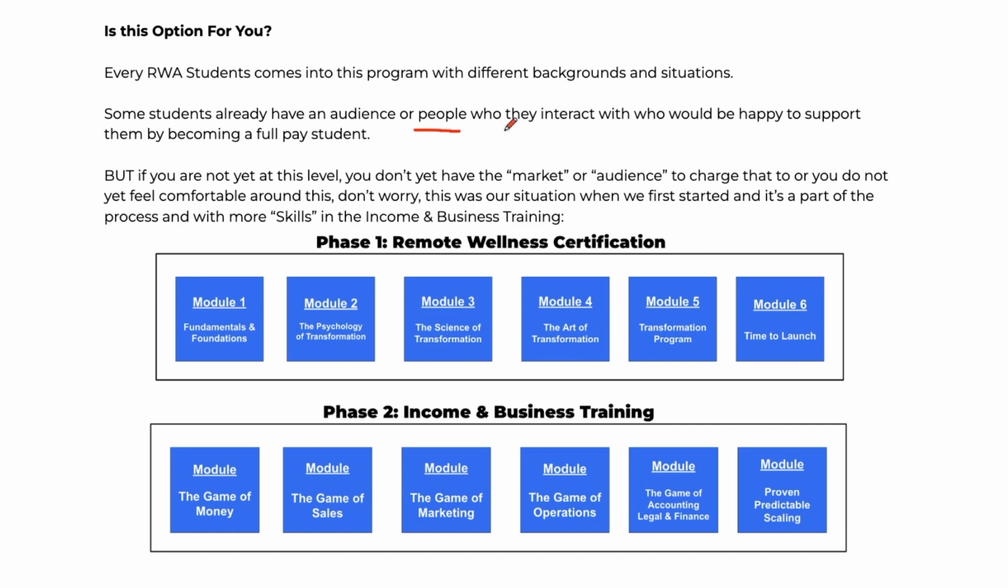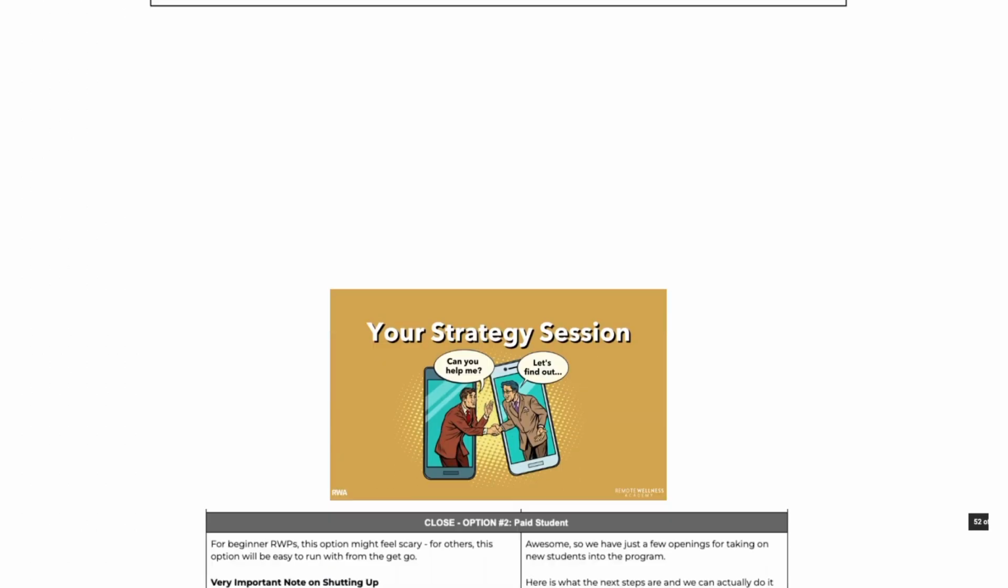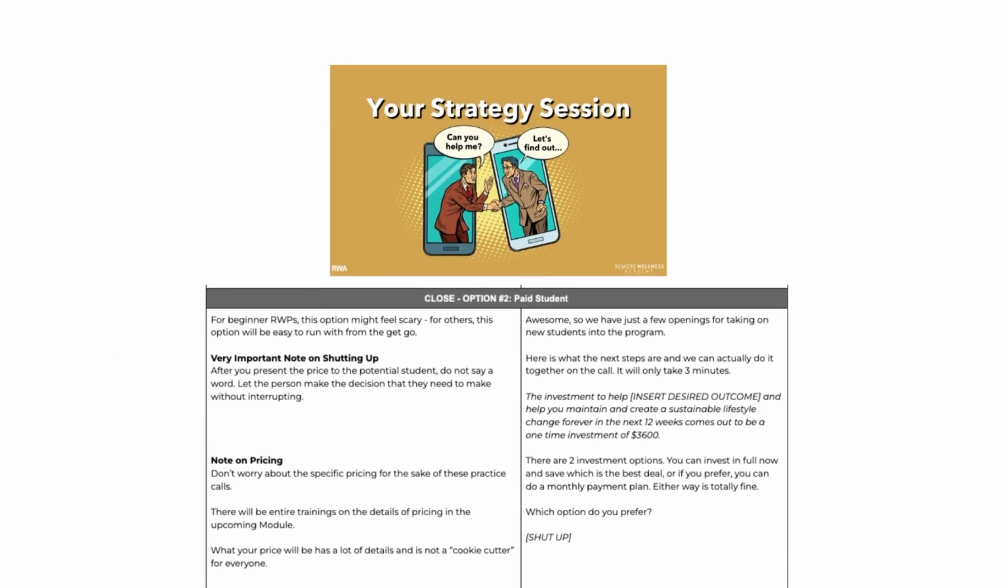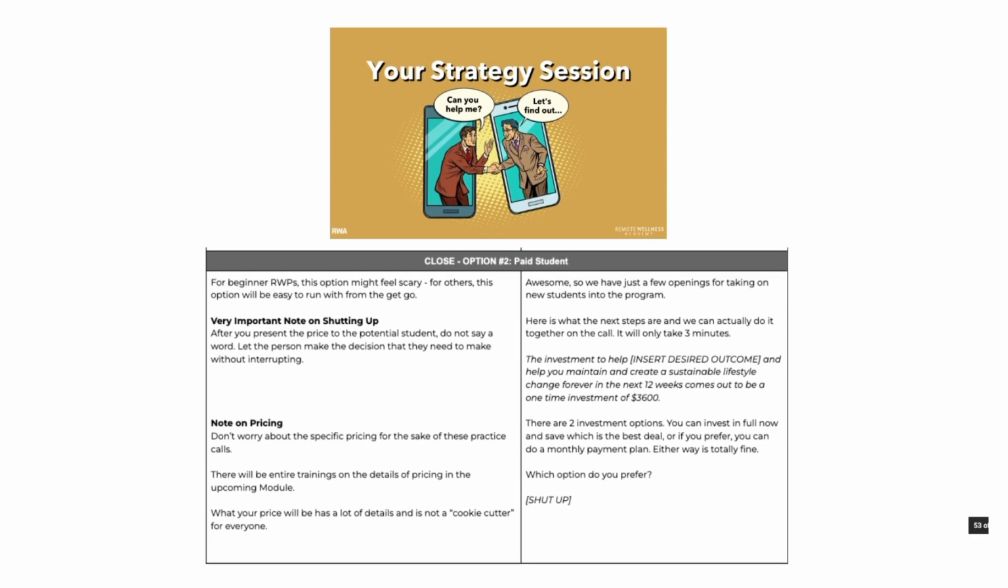Because a quote that I really like is that the best day to plant a tree was yesterday, and the second best day is right now. And so it's not healthy and it's not really productive to beat yourself up about all of this. Instead, you can just get busy putting in the work and then building yourself from there. Okay, so that is option number 2. Of course, you are going to see this reflected in the strategy session script as well. Option number 2, in terms of a paid student, you can use that option if that is the one that is most applicable for you.